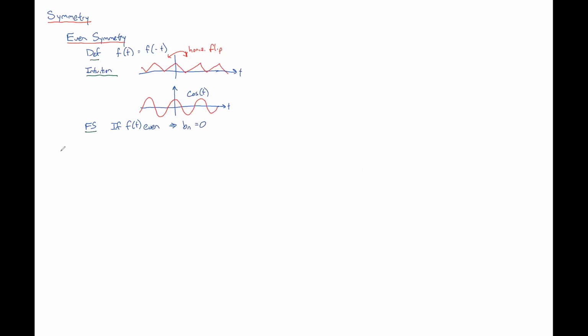All right, let's talk about odd symmetry. So we'll firstly talk about the definition of what odd symmetry means. The mathematical definition is that f of t, if it's an odd waveform, is equal to minus f of minus t.